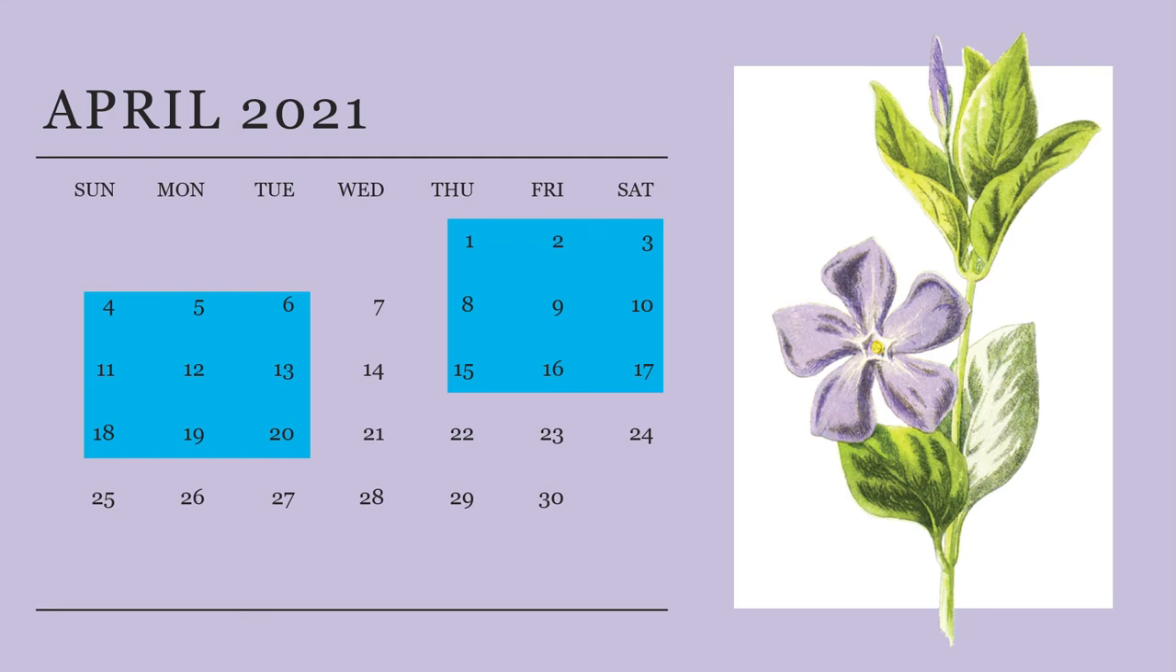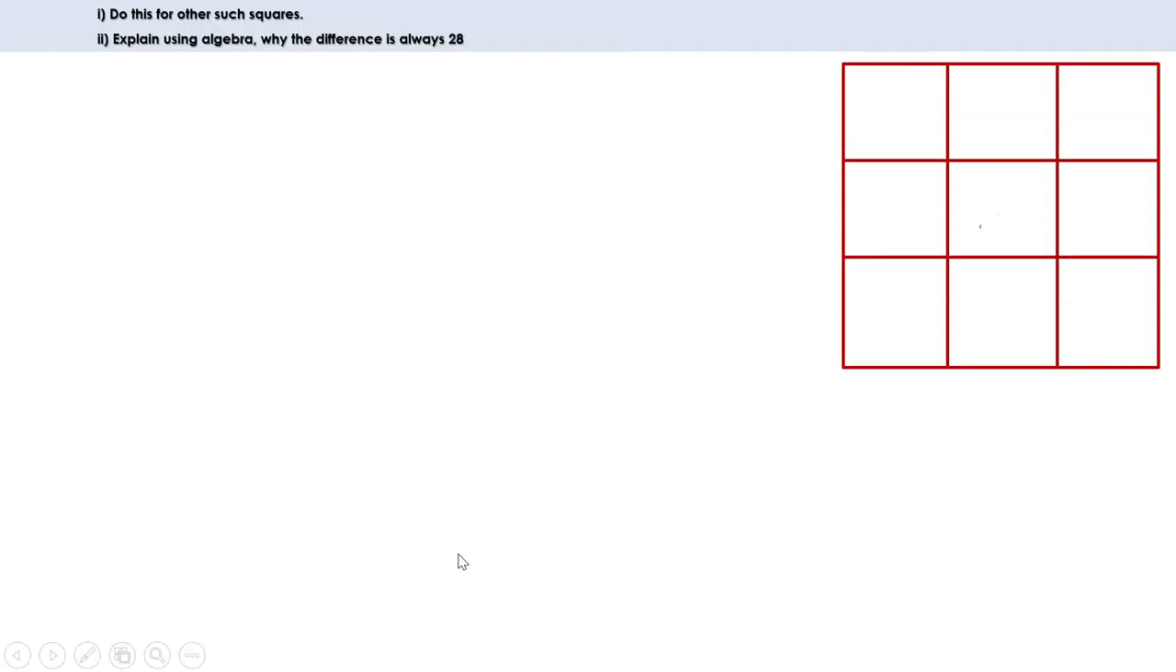Let us look at the calendar once again. We have seen that this number is 7 less than the middle number and this is 7 more than the middle number. This is 8 less than the middle number and this is 8 more than the middle number. This is 6 less than the middle number and this is 6 more than the middle number. So let me take the middle number as x.